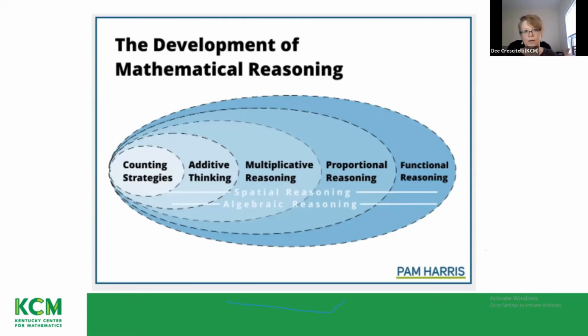One of the really important things for us to know is that kids don't learn to be proportional reasoning human beings until they actually understand counting, adding, subtracting, multiplying, and dividing. We can't shortcut that development. Those things are learned from each other, they build on each other. And then we don't get into functional reasoning unless we've actually attained proportional reasoning.